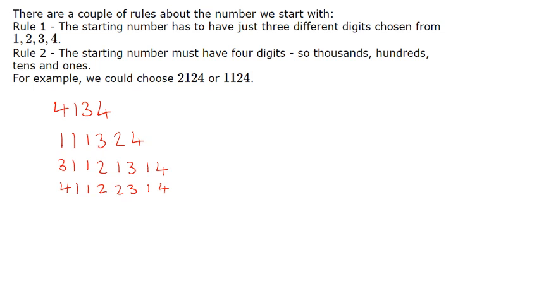So now we've got 3 lots of the number 1. We have 2 lots of the number 2. We have one lot of the number 3. And we have 2 lots of the number 4.